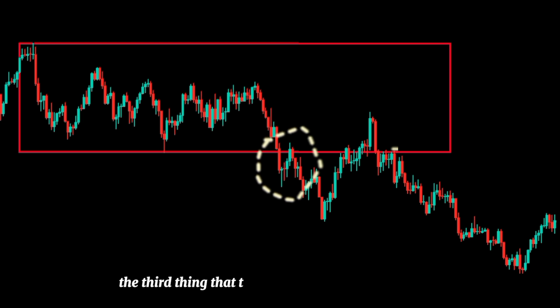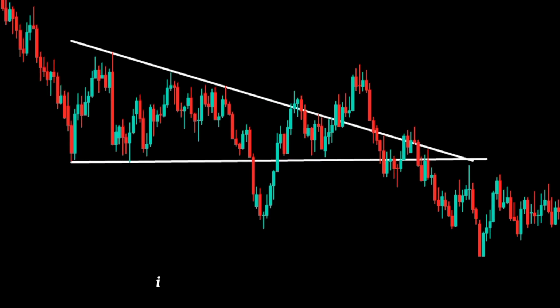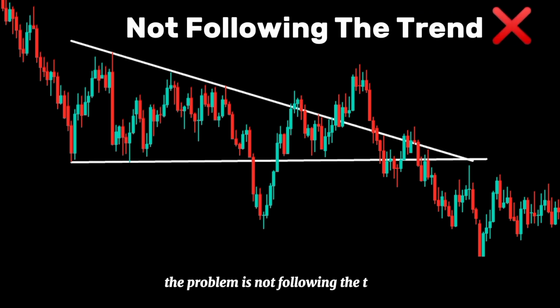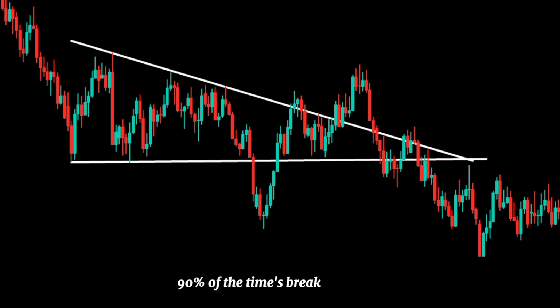The third thing that traps traders into a fake breakout is a very popular problem among traders, and you may be able to guess it already. The problem is not following the trend. 90% of the times breakout occurs, it always moves according to the former trend movement. Expecting pattern breakouts to break out against the trend will make you lose a lot of trades, though you can also use breakout pattern as reversal strategies, and that's only if you understand how market reversals work. If you want to know more about market reversals, check out my video on reversals.